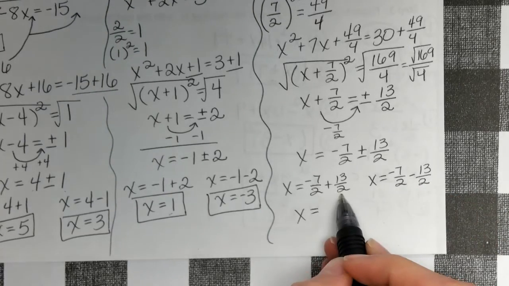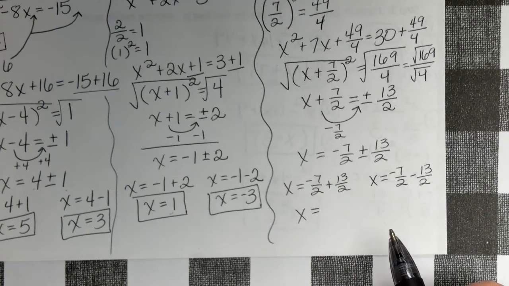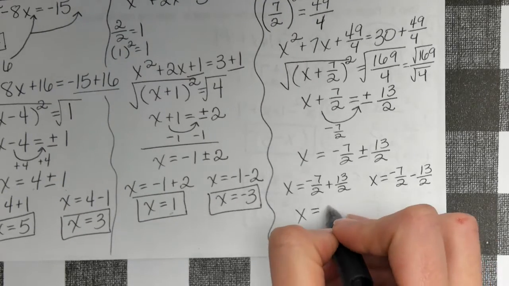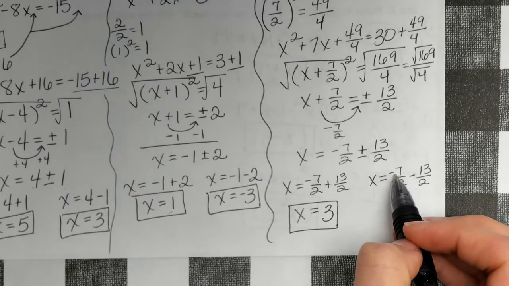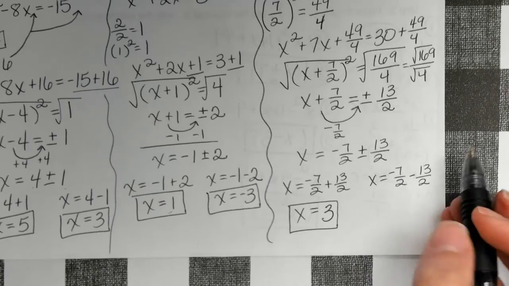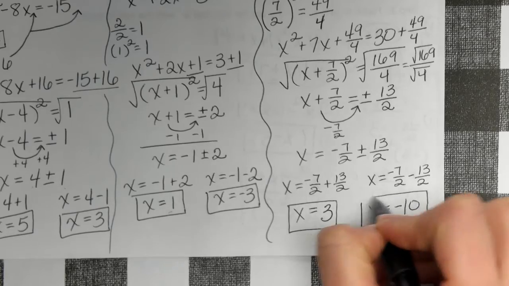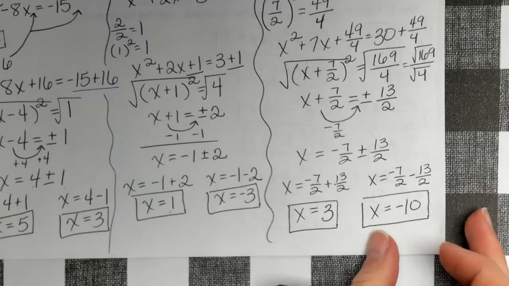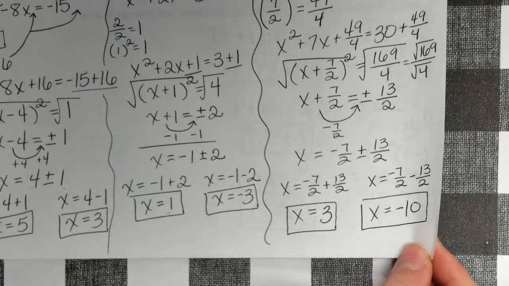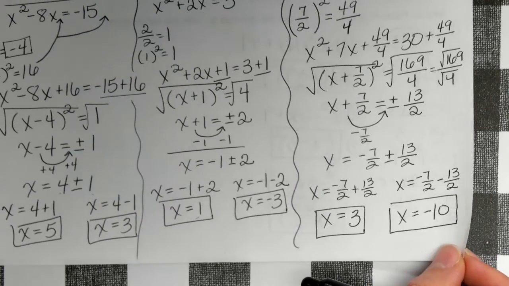So they're common denominators, so I just have to add the numerators. What's negative 7 plus 13? 6, divided by 2 is 3. Then negative 7 minus 13 is negative 20, divided by 2 is negative 10. But again, you could type that in your calculator. Okay? We're good with that? Do y'all understand the steps? Yeah.